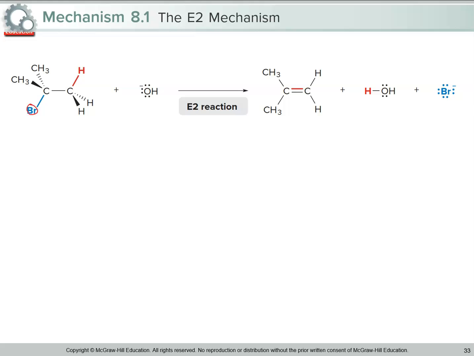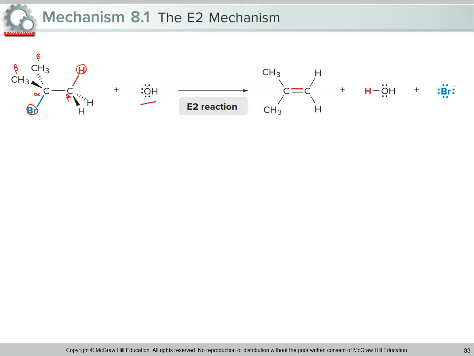And then this is going to be our alpha carbon, and then we have to identify the beta carbons. So we have a beta here, a beta here, a beta here. And this one's kind of teed up for you already. We've got the hydrogen available. So that is the hydrogen that we're going to pull off of that beta carbon.